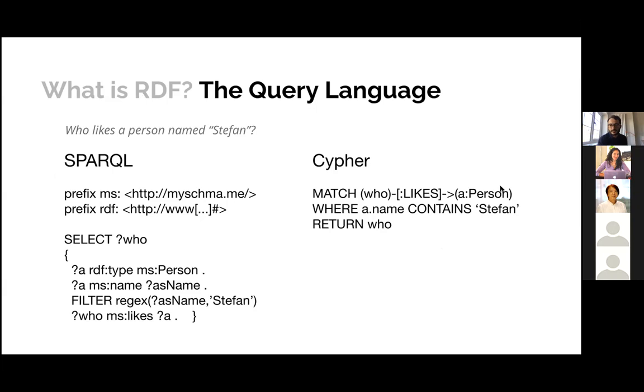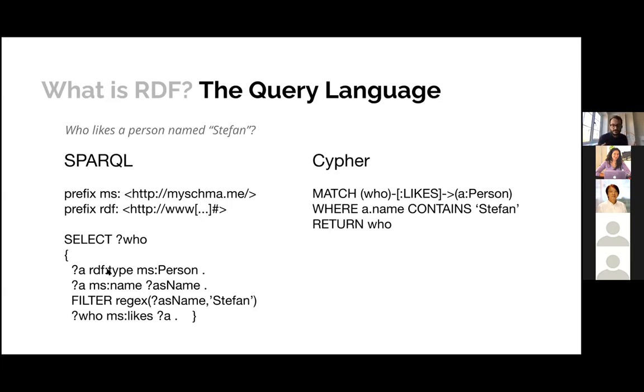So something that likes something else, that is a person, and we want to filter by name, saying that we want to find who likes that person called Stefan. Well, the same thing in SPARQL would look as you see here on the left. It's basically decomposed again in triples.